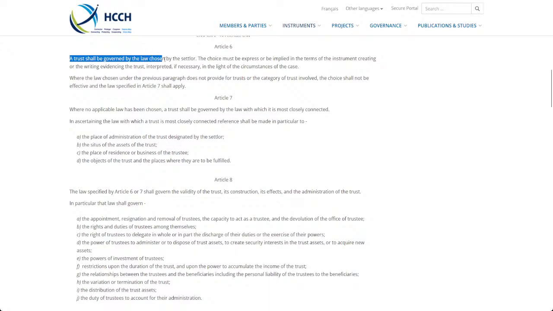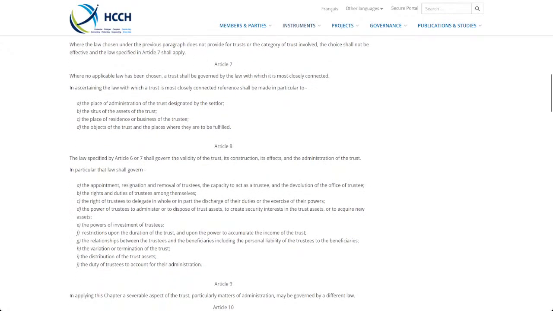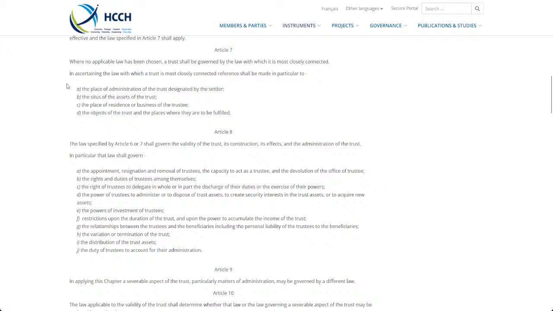A trust shall be governed by the law chosen by the settlor. The choice must be expressed or implied in the terms of the instrument creating or the writing evidencing the trust, interpreted, if necessary, in the light of the circumstances of the case. Where the law chosen under the previous paragraph does not provide for trust or the category of trust involved, the choice shall not be effective, and the law specified in Article 7 shall apply, where no applicable law has been chosen. So in the indenture, if there's no law chosen, a trust shall be governed by the law with which it is most closely connected.